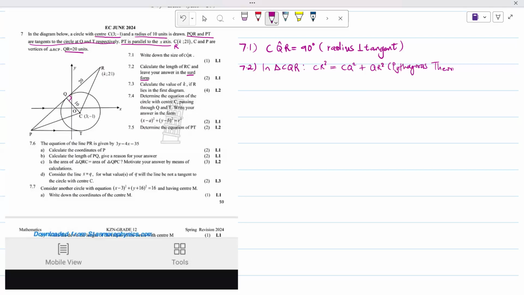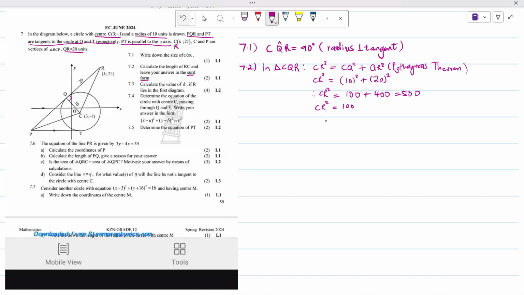Then I'm going to substitute here. CR squared, CQ is going to be 10 squared. Then plus QR will give me 20 squared. And therefore, this will give me what? CR squared is equal to 100 plus 400. And then this will give me 500. CR squared can be expressed as what? As 100 multiplied by 5.